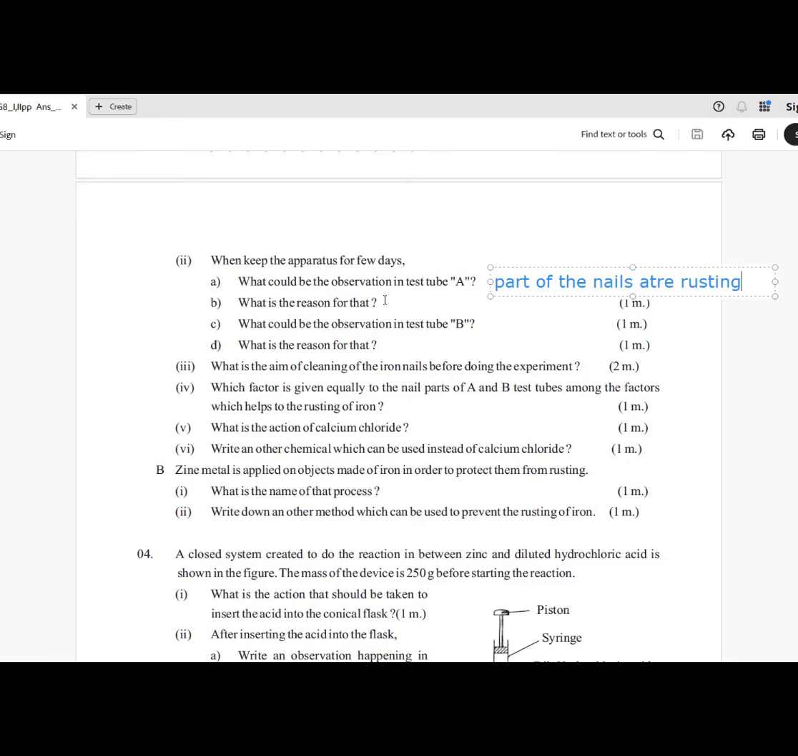What is the reason for that? Those parts got all the factors needed for rusting.